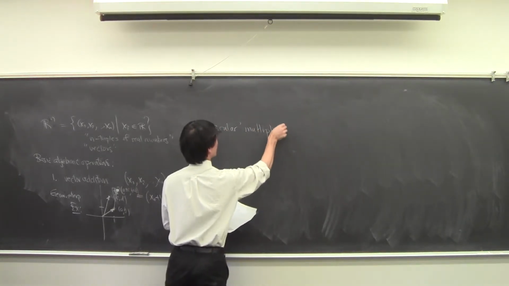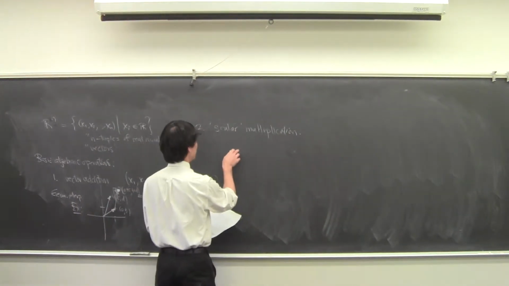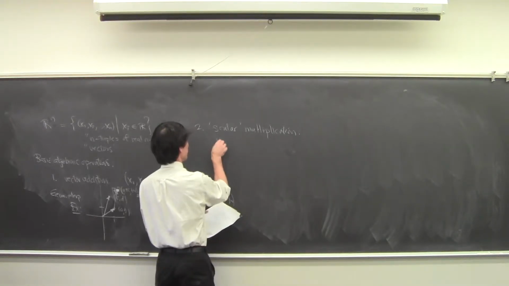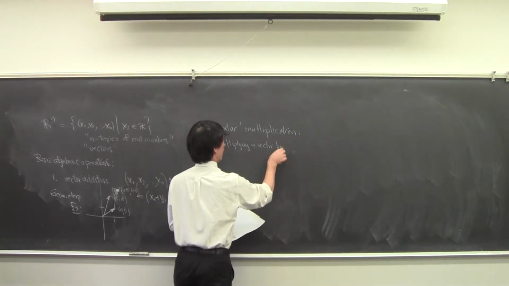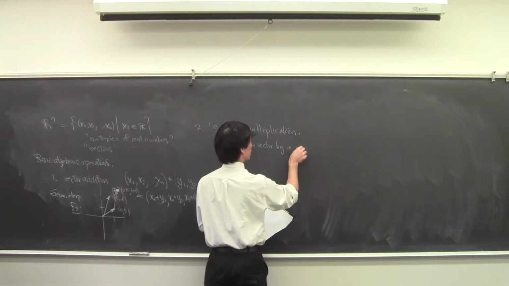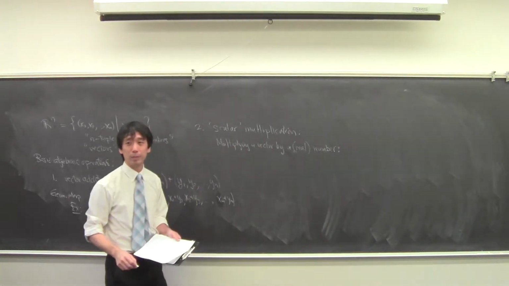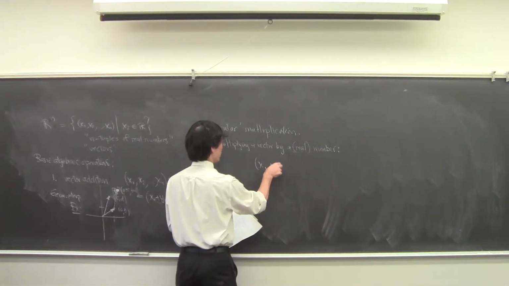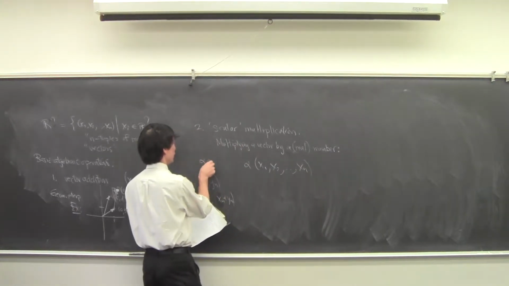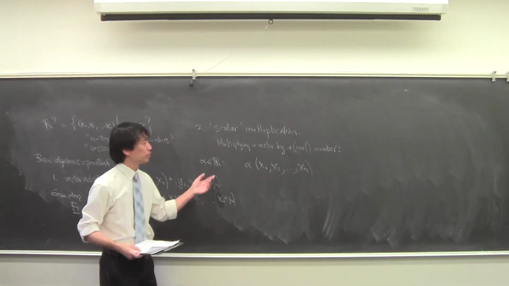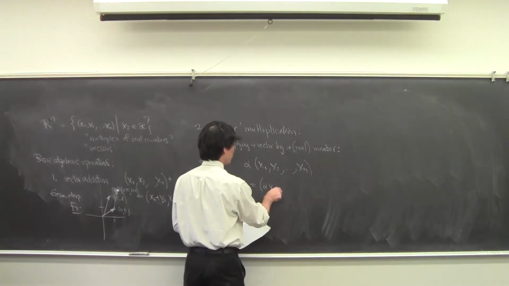Okay, so what one normally does is you define a lame kind of multiplication. It's called scalar multiplication. And all this means is multiplying a vector by a real number. Okay, so you have some vector, x1 through xn, and you multiply it by some number, alpha. So alpha is some real number. You multiply it, and what we mean by that is that you multiply every component.